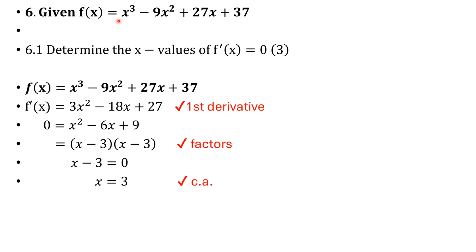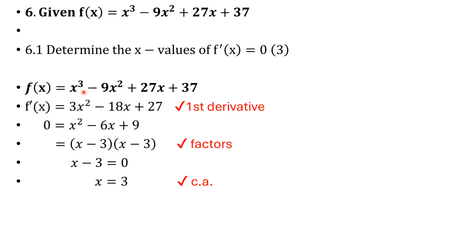So given f of x equals x cubed minus 9x squared plus 27x plus 37, determine the x values of f prime x equals 0. So we want to know where the first derivative is equal to 0. That automatically means we're finding the x value of the stationary points or the turning points of the cubic function.